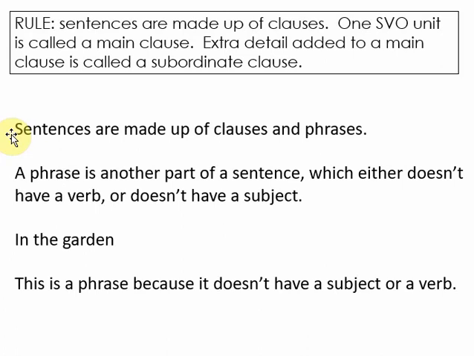Sentences are made up of clauses and phrases. A phrase is another part of a sentence which either doesn't have a verb or doesn't have a subject. An example would be in the garden. This is a phrase because it doesn't have a subject or a verb, okay?